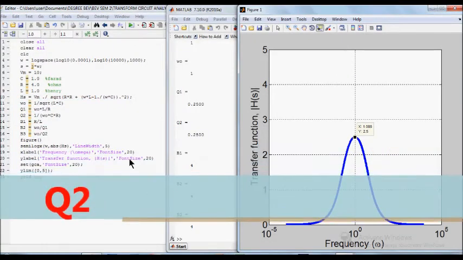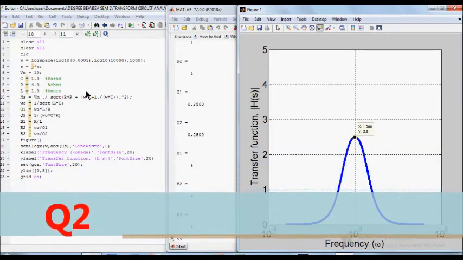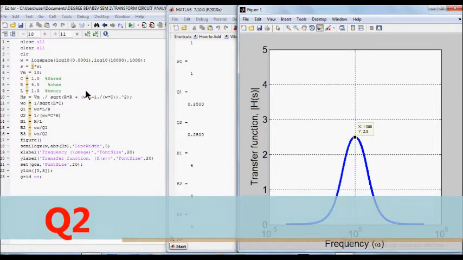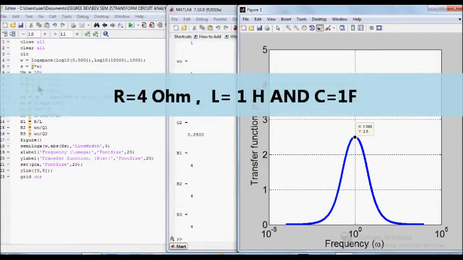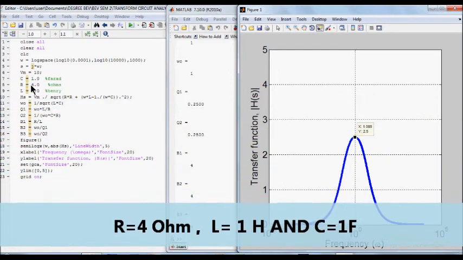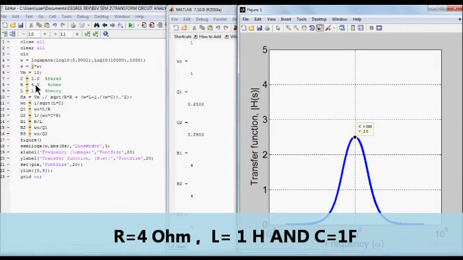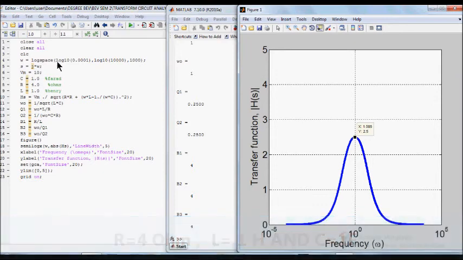We proceed with Q2. This is the coding for the Q2. We just change the value of R, which we pick R is equal to 4 ohms. Then we run the coding. After we run the coding, then we will get the answer. This is the answer.